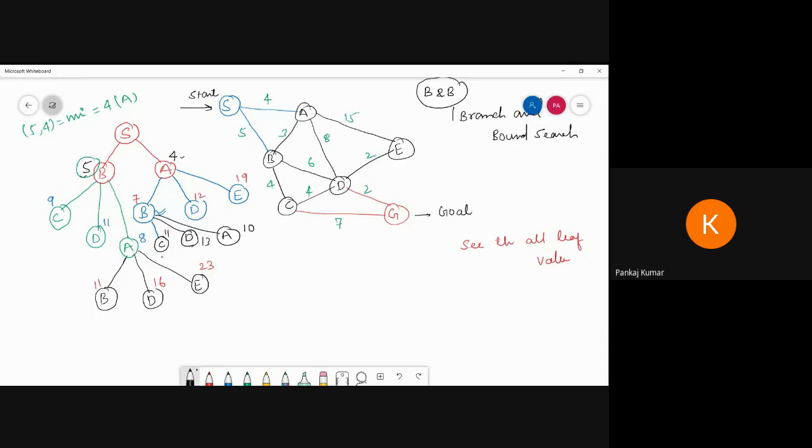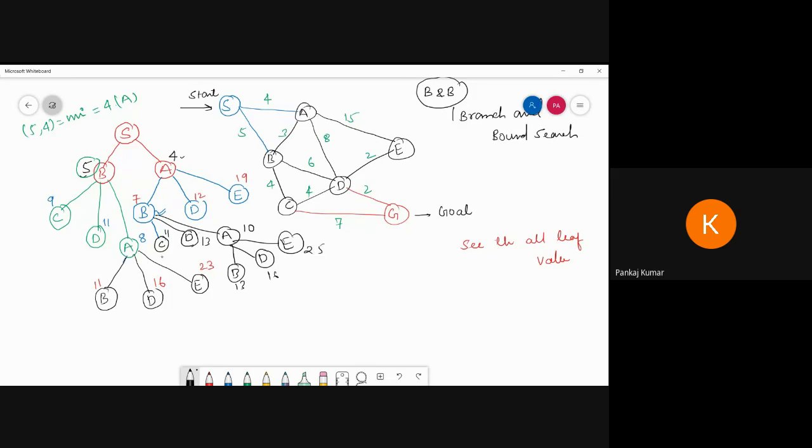Among these, which one is the minimum? Again we calculate which one is the minimum. So 10 will be the minimum. This way we have to reach the goal. Now again I am going to calculate which one is the minimum. Again I am calculating B to D, this one and this one. 10 plus 3 will be 13, 10 plus 16, 10 plus 25.